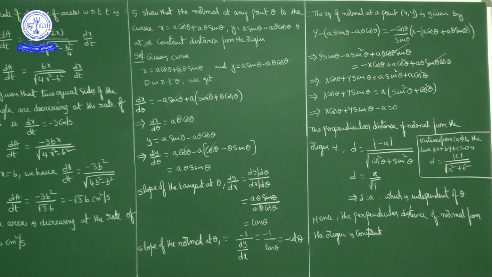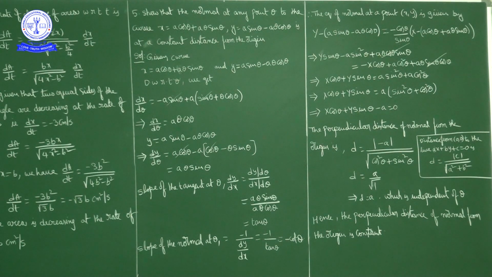Now here, first of all, what do we have to find? We have to find the equation of the normal to this curve. Here the curve is given in parametric form: x is given in terms of theta, y is also given in terms of theta. First we have to find the equation of the normal, and then find the distance of this normal from origin, and prove that this is a constant. That is what we have to prove.